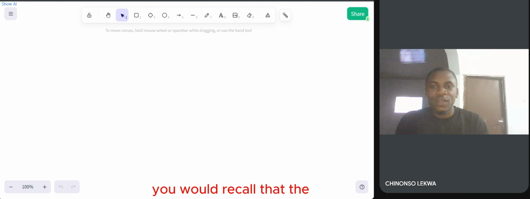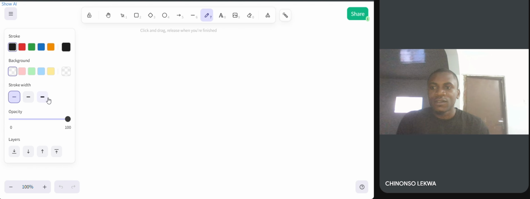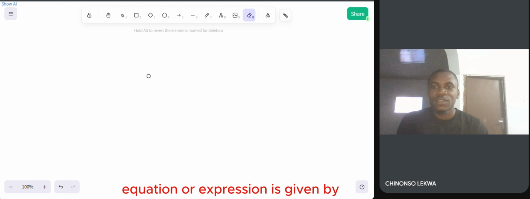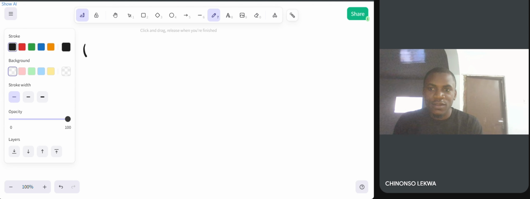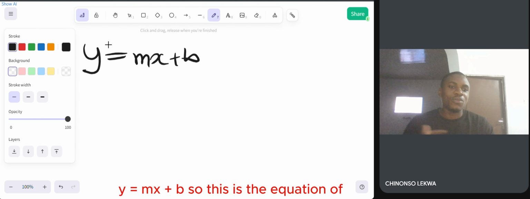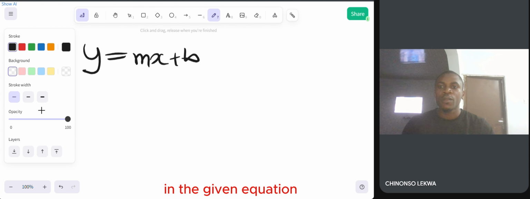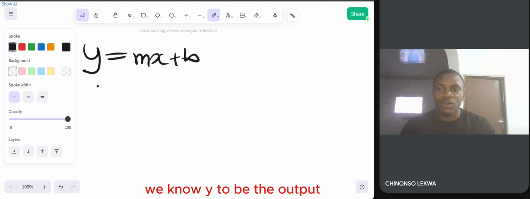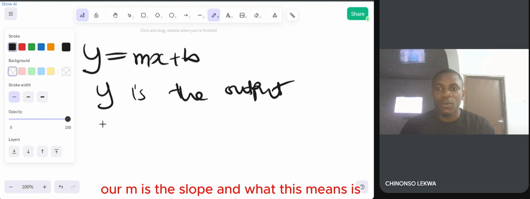So you would recall that the equation of a linear expression is given by y = mx + b. This is the equation of a linear expression where we can define all the letters in the given equation. We know y to be the output. Y is the output. Our m is the slope.